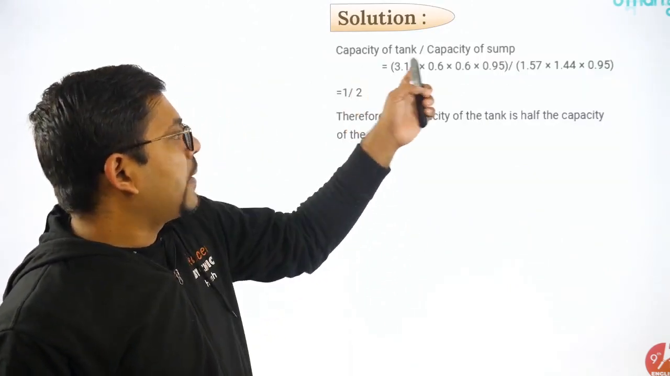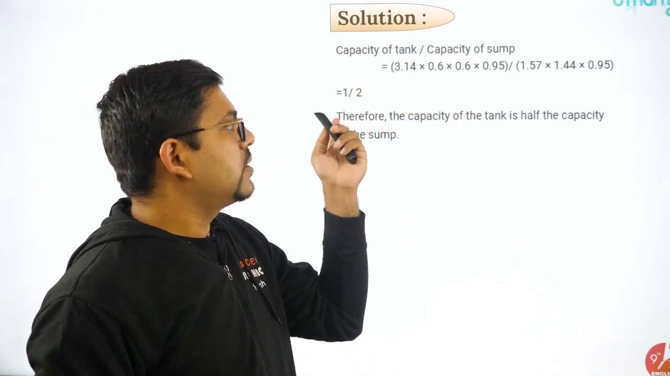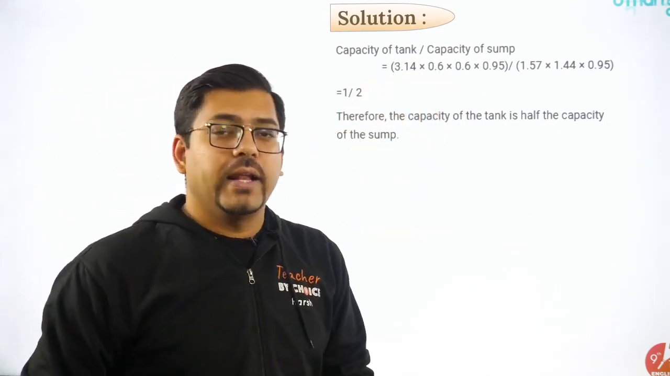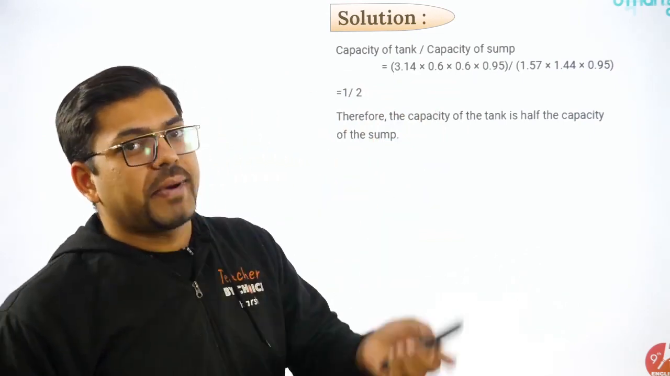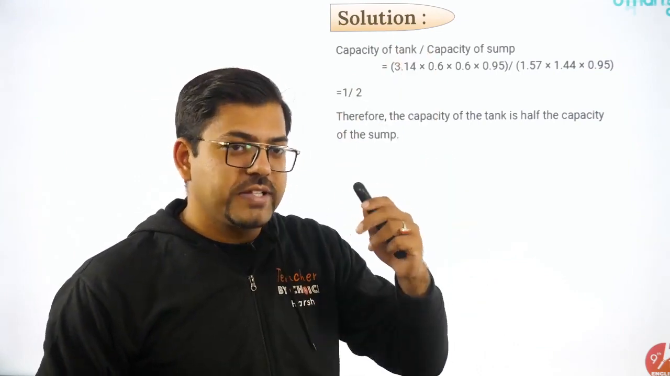Capacity of tank upon capacity of sump, that's what they are trying to find out. So they just divided it. So it's 1 by 2. Like capacity of sump is twice the capacity of the overhead tank, isn't it?